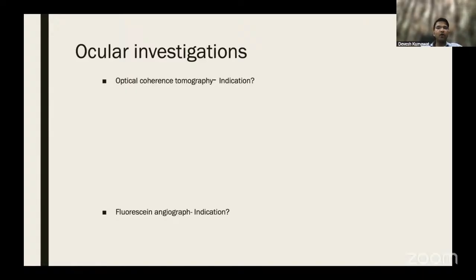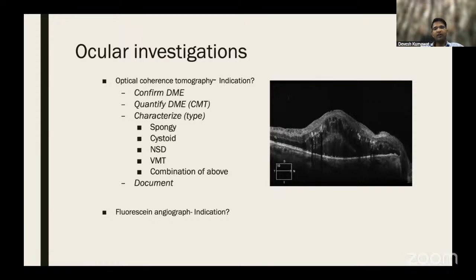Now, ocular investigations that are relevant in this case are OCT, fluorescein angiography, and sometimes you might also need to do an ultrasonography if the retina could not be visualized and there is significant vitreous hemorrhage. Now, you may be asked what are the indications of OCT in such a case. So, OCT is required to confirm DME, quantify, and characterize, and then to document the DME before you are treating the patient.